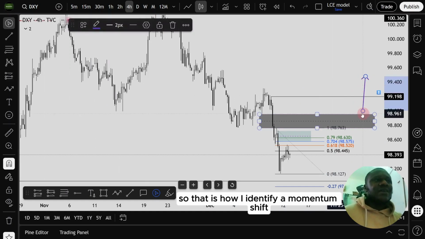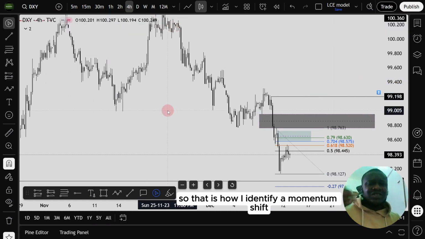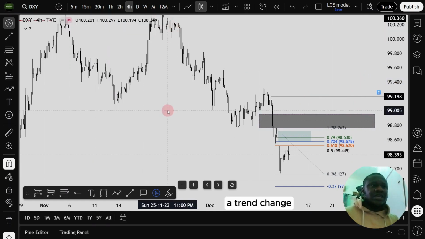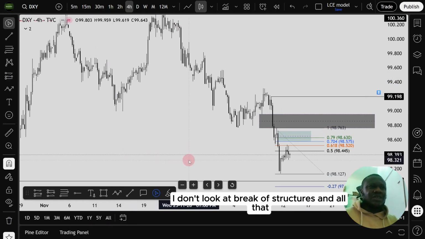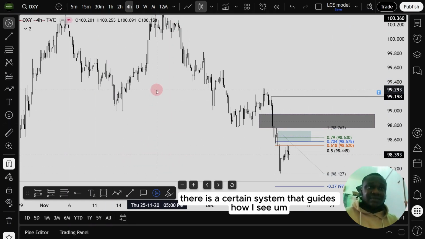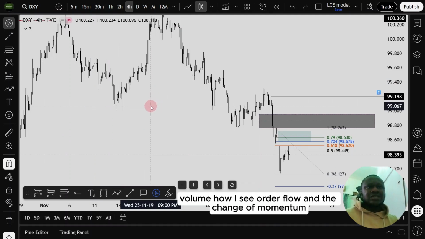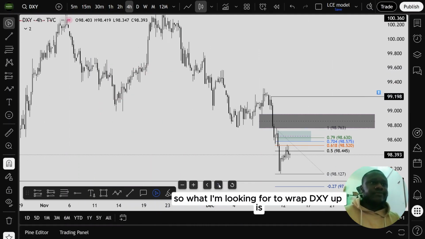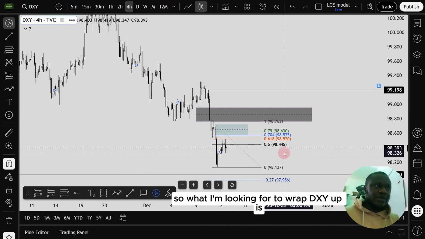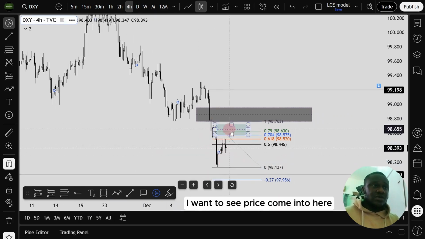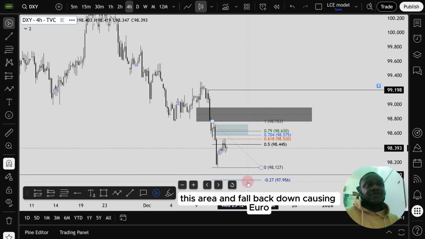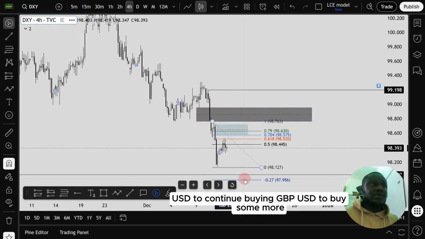Right. So that is how I identify a momentum shift, a trend change. I don't look at breakup structures and all that. There is a certain system that guides how I see volume, how I see order flow, and the change of momentum. So what I'm looking for to wrap DXY up is I want to see price come into this area and fall back down, causing EURUSD to continue buying, GBPUSD to buy some more.